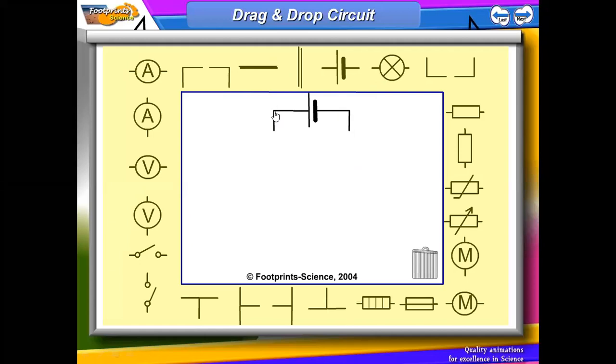So now we have the battery in here, as you guys can see. Now we need to add, to make a series circuit. To make a series circuit, we need only one path for electricity to move through, right? Yes. Now we need to add a bulb to it.